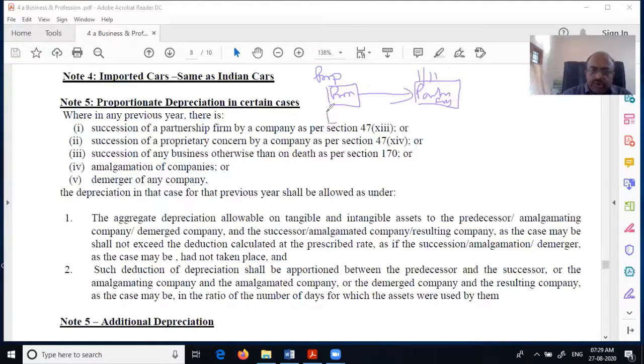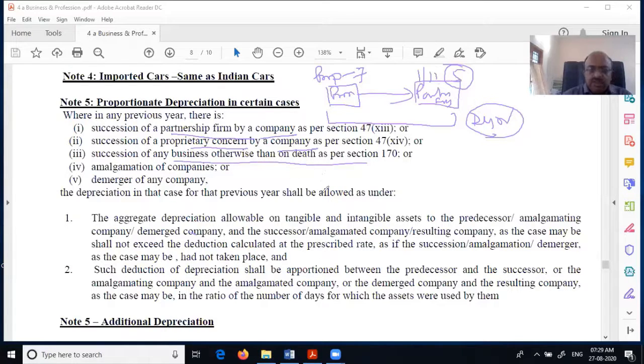Therefore, what you need to do is take the entire period, 1 year, and see what the depreciation is for the assets. Here that depreciation is divided: the proprietorship for how many months? 6 plus 1, 7 months. And here 5 months will be charged to the partnership. That's what they're saying, nothing else. Same for partnership firm to company, proprietorship firm to company, business otherwise on death of the business, all these amalgamation cases, it will be done like that.